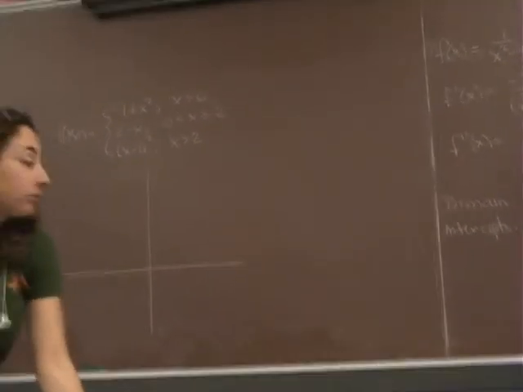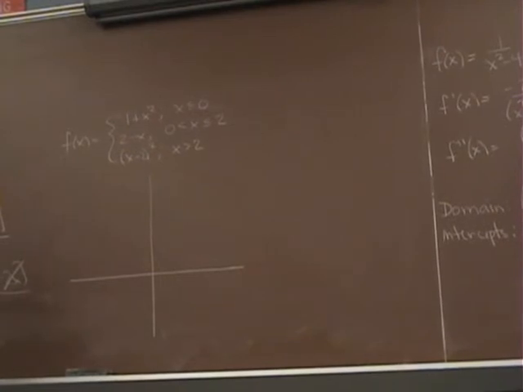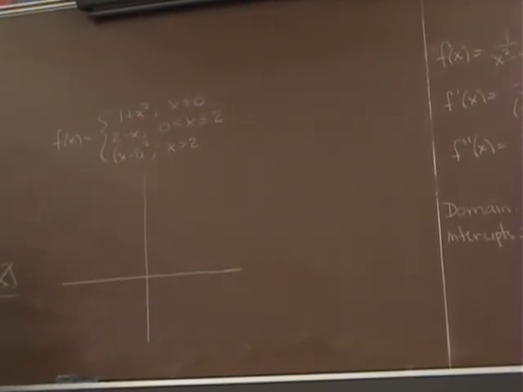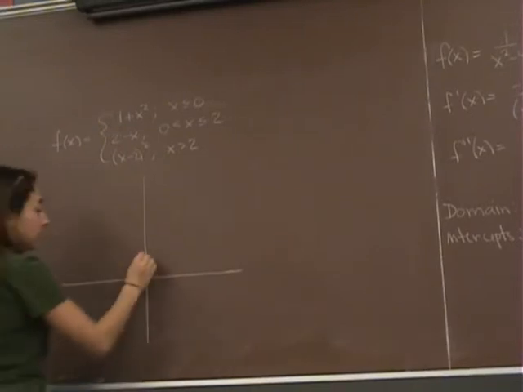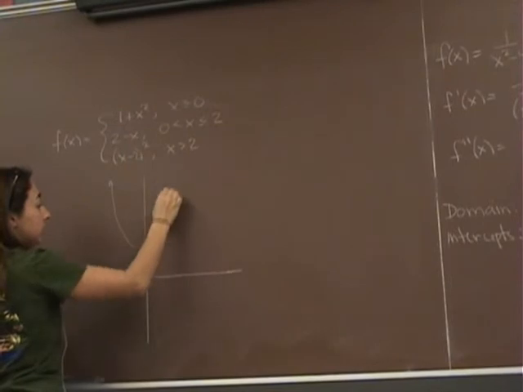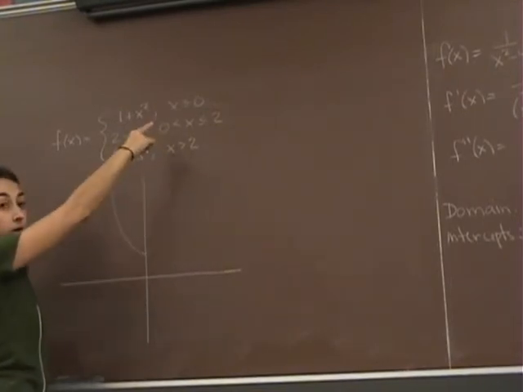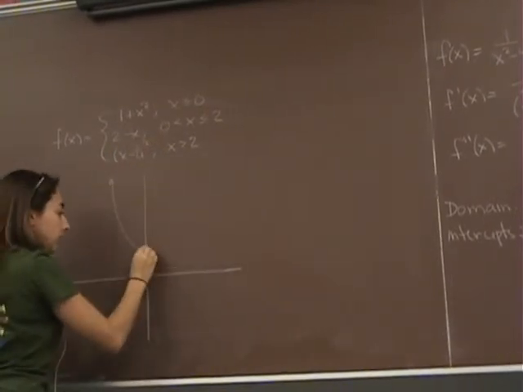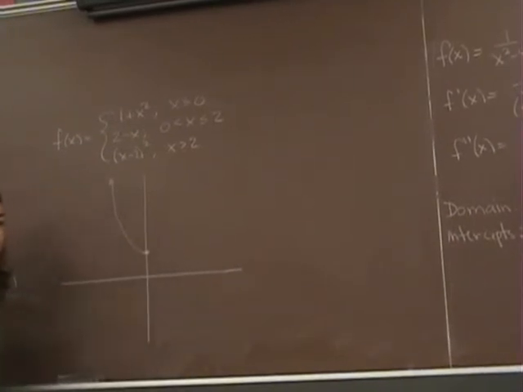Okay, so let's start off with the top part. 1 plus x squared, what does that look like? A parabola which has been shifted up 1. Okay, so it looks like this. And it would look like this over here, but I know that I'm only interested when x is less than or equal to 0. So only for those x values.